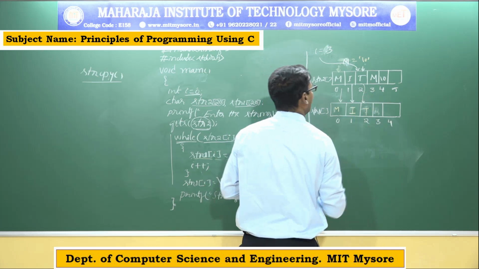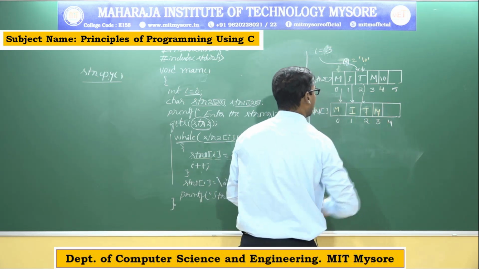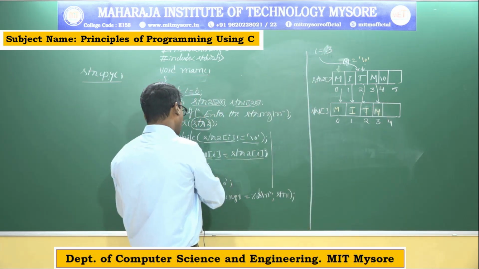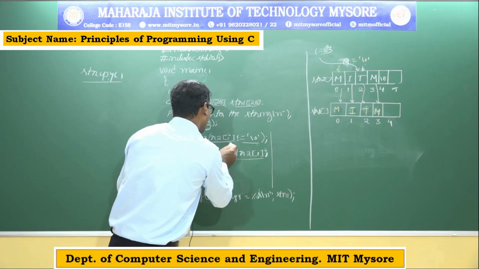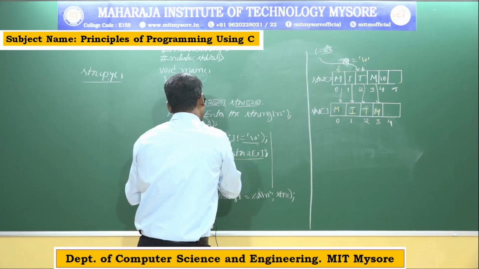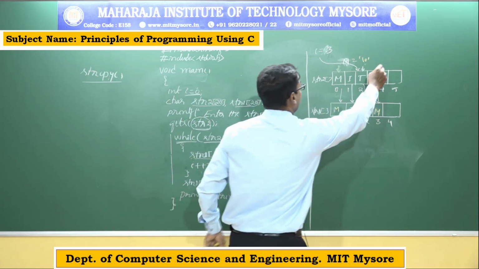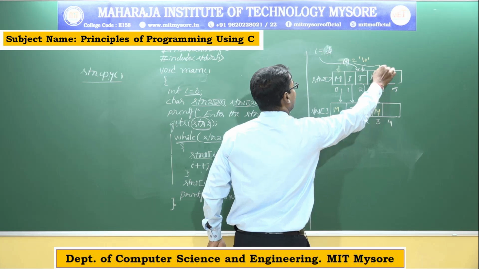So what is the value of str2? str2 is copied to str1. Now after copying, the I value will be incremented. Once I value is incremented, it goes back to the loop again by checking the condition str2 of 4 not equal to null. Here the last character is null. So here I will be pointing to the last character null.